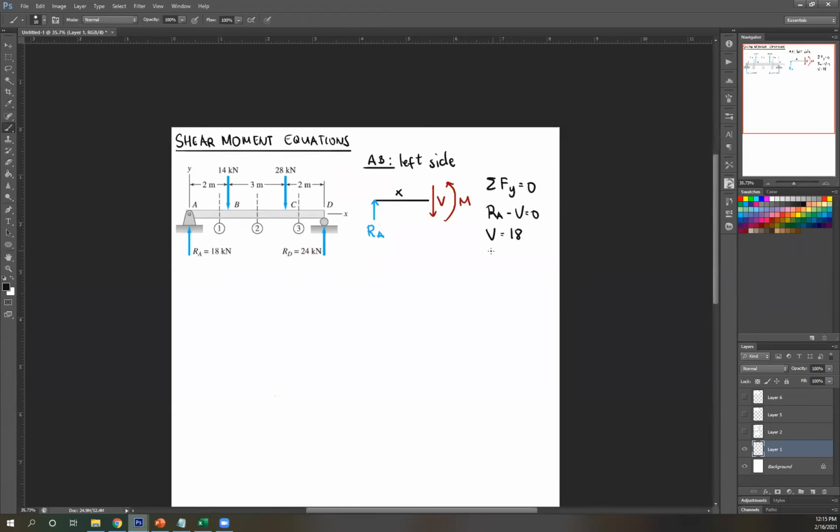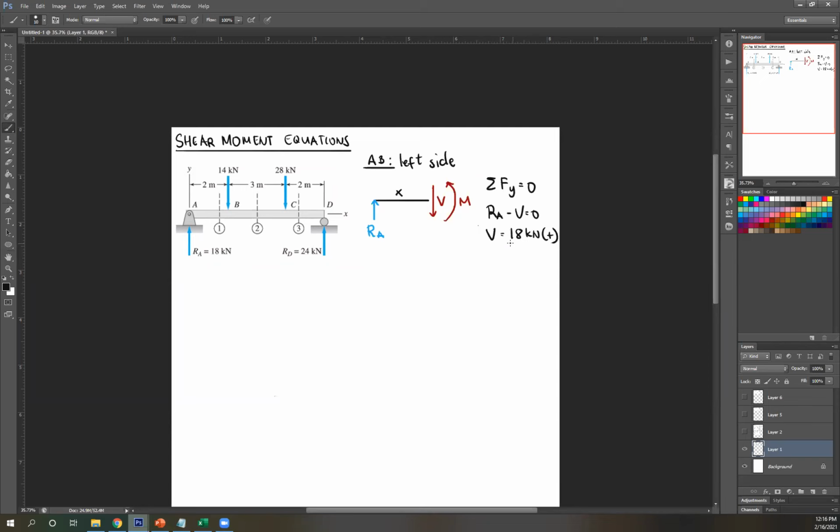Now to get the sign convention of V, we're gonna check if it's clockwise or counterclockwise. So V, about this beam, would be clockwise, right? About this beam, therefore positive. 18 kilonewtons, positive. Okay?